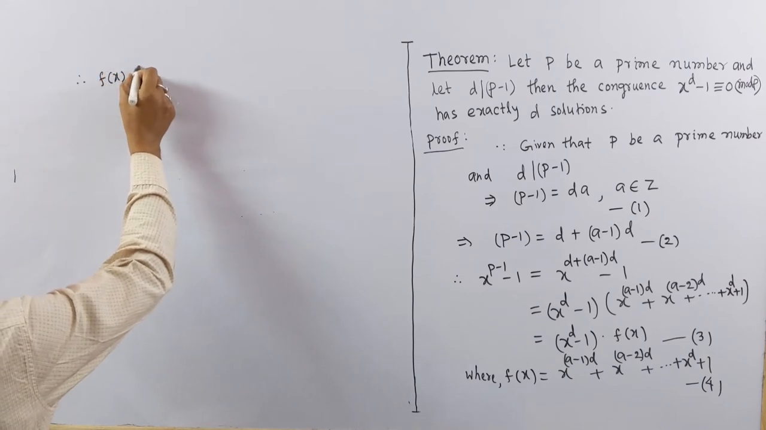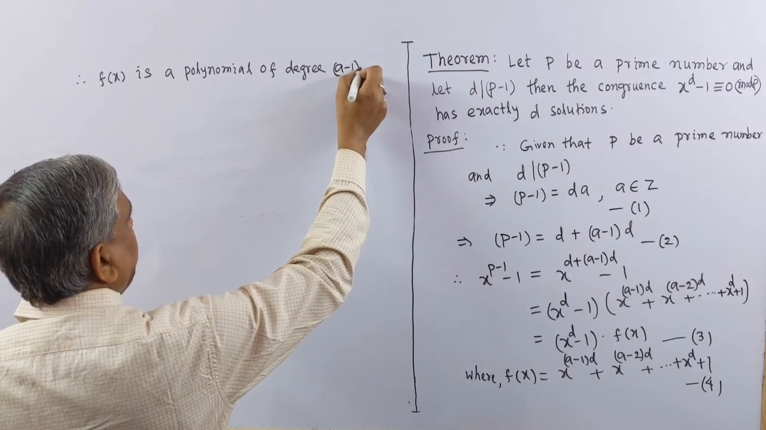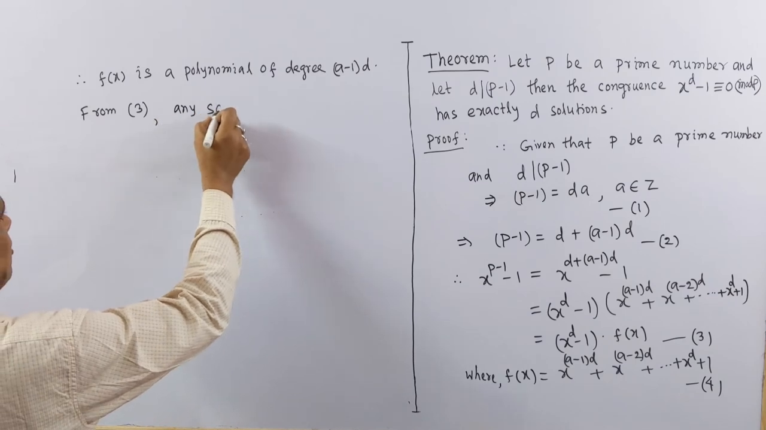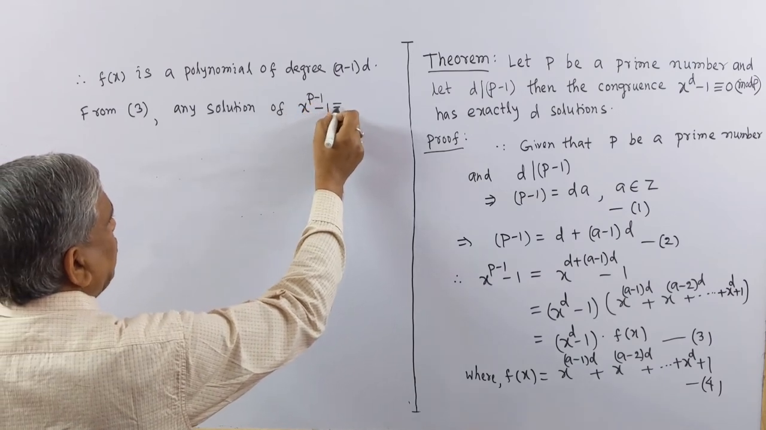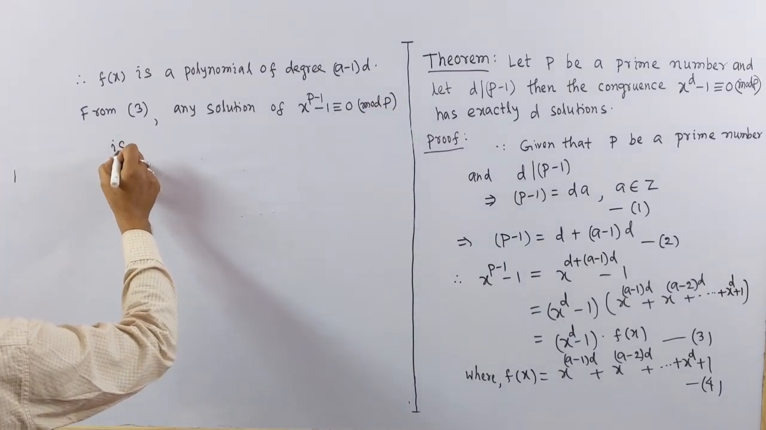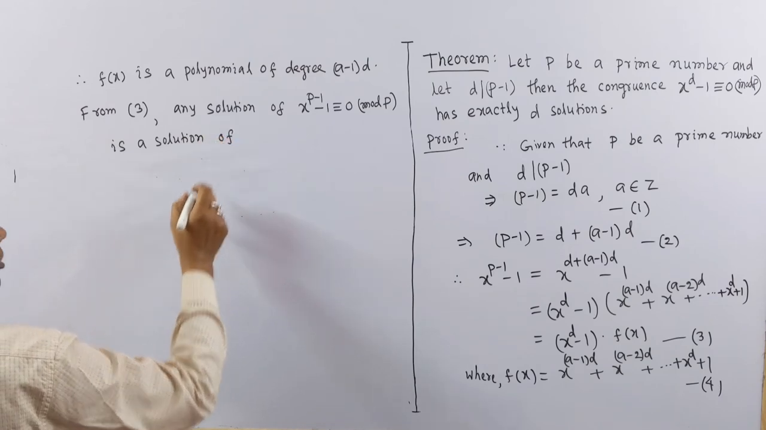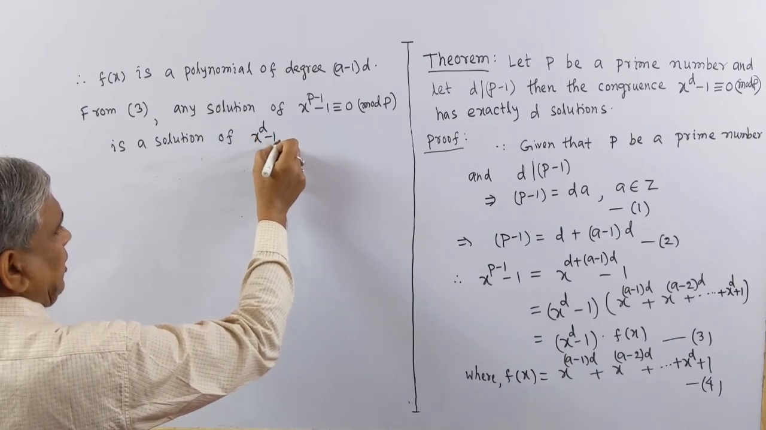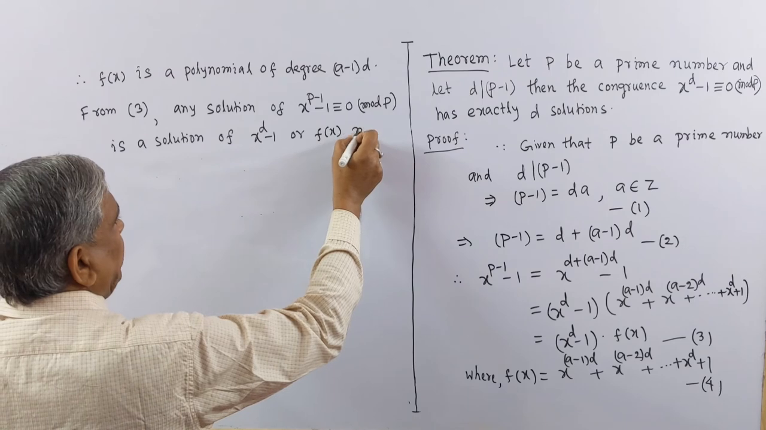Therefore, f(x) is a polynomial of degree (A minus 1) into D. From theory, any solution of x to the power P minus 1 congruent to 0 modulo P is a solution of one of the two factors, x to the power D minus 1 or f(x), modulo P.